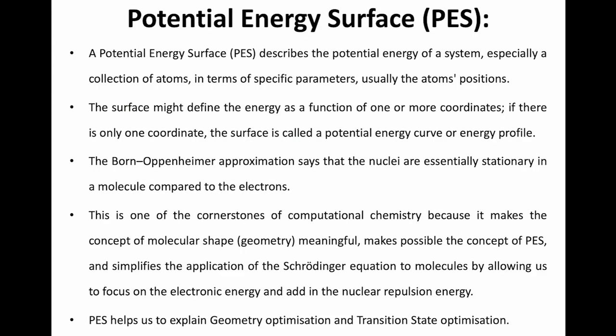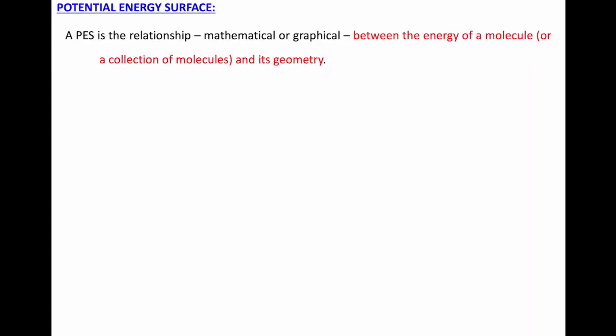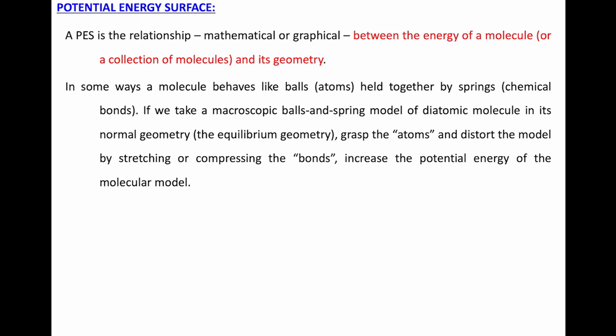Then the main thing is the potential energy surface. A potential energy surface describes the potential energy of a system, especially a collection of atoms, in terms of specific parameters, usually the atoms' positions. It is the mathematical or graphical relationship between the energy of a molecule and its geometry.